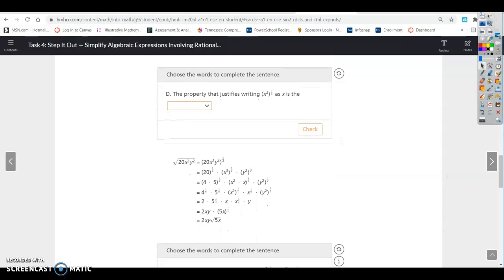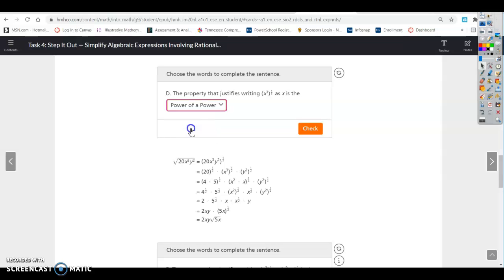All right, the property that justifies writing x cubed raised to the 1/3 power as x is the what? So a power to a power, remember, 1/3 of 3 is just 1, so that simplifies to be just x. But again, that is a power of a power because you're raising one exponent to another exponent, which is a power raised to another power.